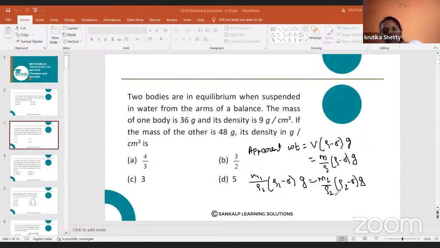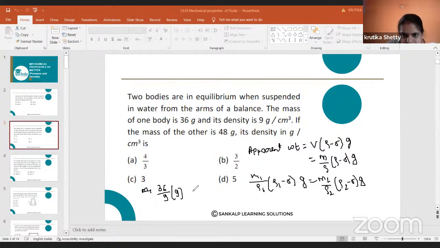So you are left with only 36 by 9 is equal to 48 by rho 2. We need the rho 2 value. Option C. Nisarga, yes, it is right. Yes, Kanchana, very good. Remaining students, try. Option C comes. So here, let us take the values. That is 36 divided by 9 into bracket 9. The rest all cancels.